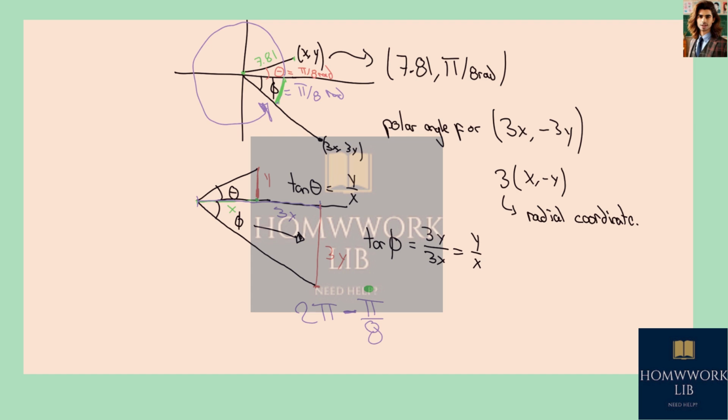So after doing this subtraction, we're going to find the polar angle that is going to be 16 over 8 pi minus pi over 8. This is going to be equal to 15 over 8 pi. And that is going to be our polar coordinate.